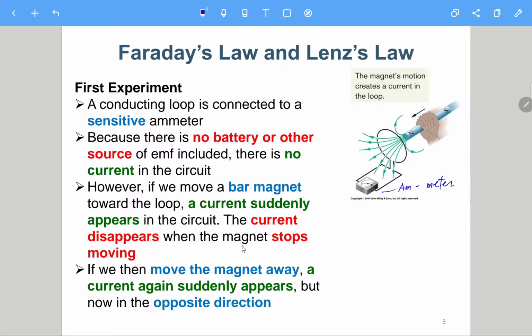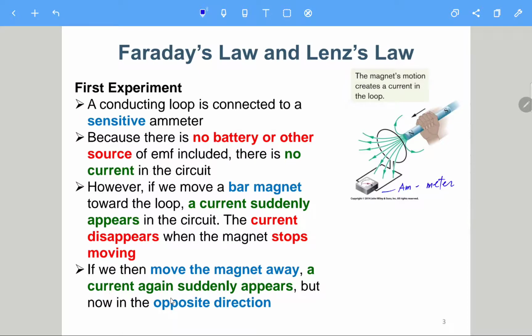The current disappears when the magnet stops moving. Even if the magnet bar is held there, there will still be no current. As long as the magnetic bar is moving, there will be current. If we then move the magnet away, a current again suddenly appears, but now in the opposite direction.